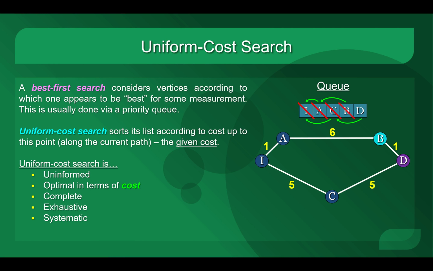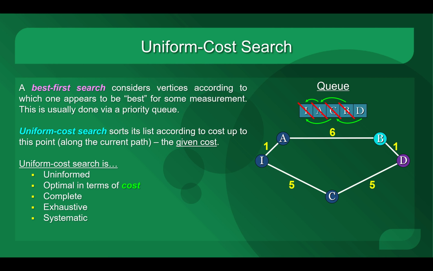Now things start to get a little bit interesting. B has 2 children, A and D. Both of them are duplicates. Let's start by looking at A. You can probably already see that the path going back to A is going to cost us more than the original path. The original path, I to A, was 1. The new path, IABA, would cost 13, so we're not going to do anything with A.